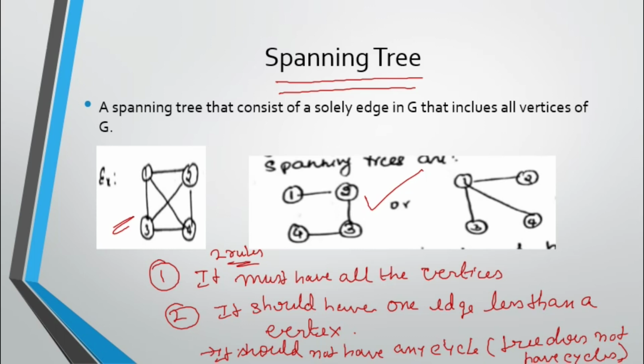Another diagram where all the four vertices are there. They are connected, yes, they should be connected by an edge, and it also has one edge less. So four vertices means three edges, five vertices means four edges, like that. So that is the main rule of the spanning tree. We can also draw the depth first search spanning tree and the breadth first search spanning tree.